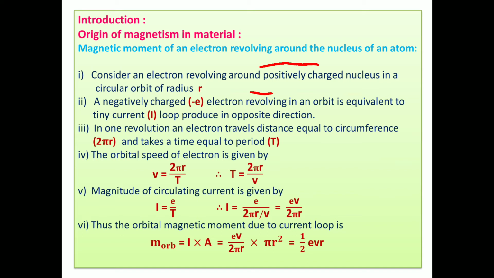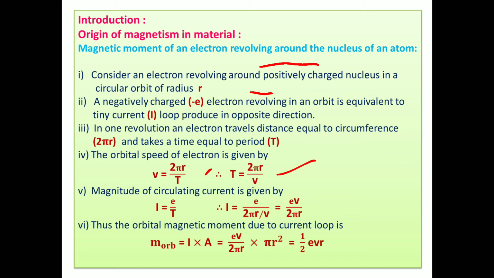The orbital speed of the electron is given by velocity equal to distance upon time. Distance traveled in one revolution is the circumference, means 2 pi r, and how much time does it take? It is equal to the period T. So you can take here v equal to 2 pi r upon T. Or if T is taken on this side, then T equal to 2 pi r upon v.